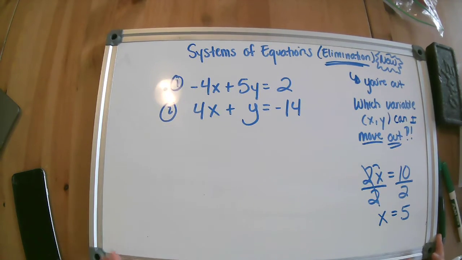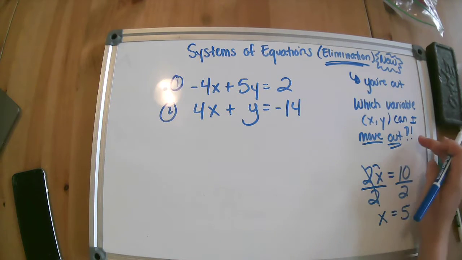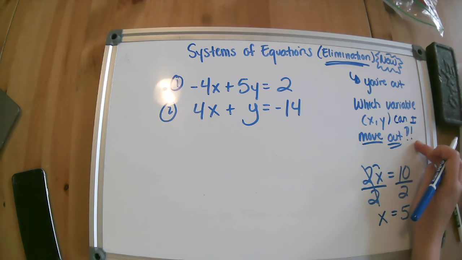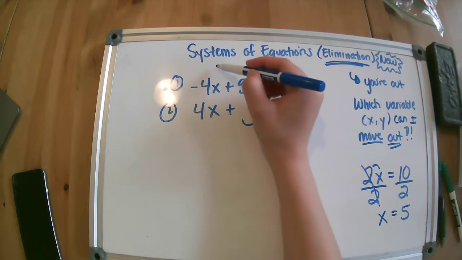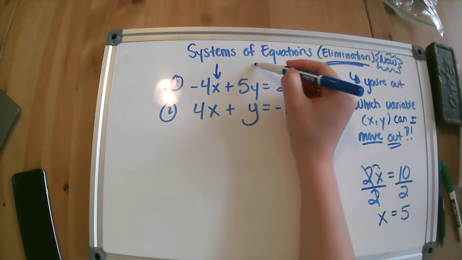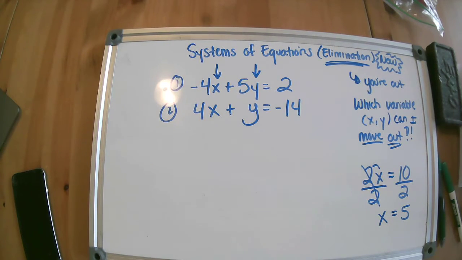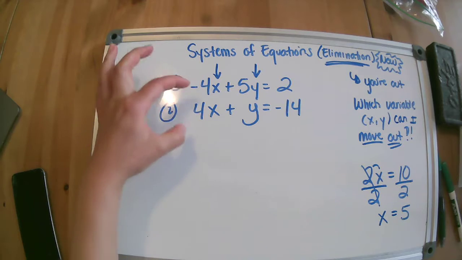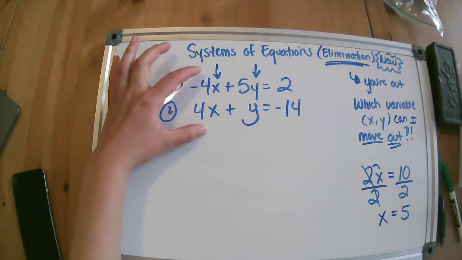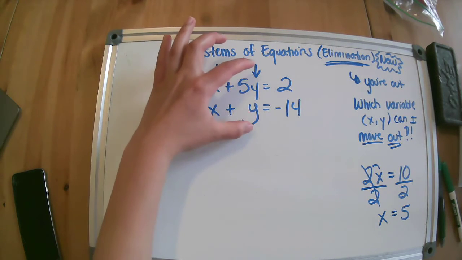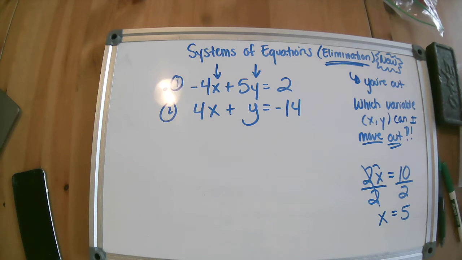So let's go back over here. We're going to go back to our first question by answering, how can I decide what variable I'm able to move out? So I'm going to look here. Here is where my x's are, and here is where my y's are. Notice that they are perfectly lined up between the two equations, right? X is stacked on top of x, y is stacked on top of y. That's good because it allows us to compare the two.